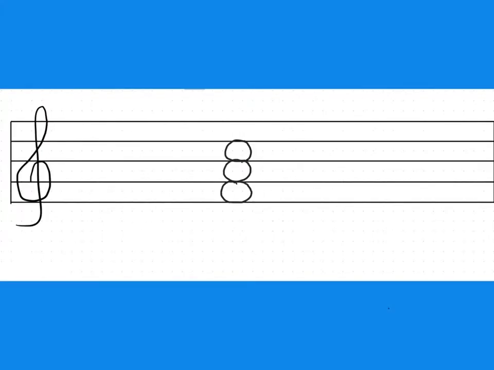Believe it or not, this is not actually a drawing of a snowman. It is in fact what we call a triad. So a triad has 3 notes, and each of the notes is a third apart from the next.